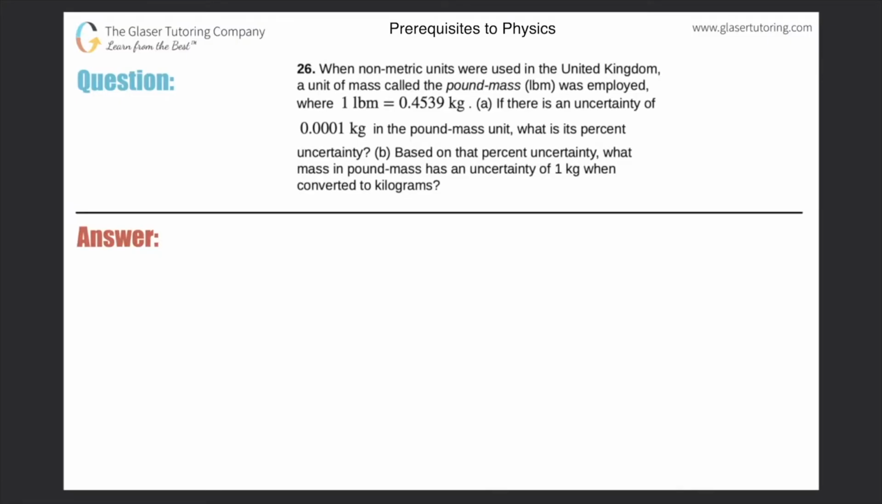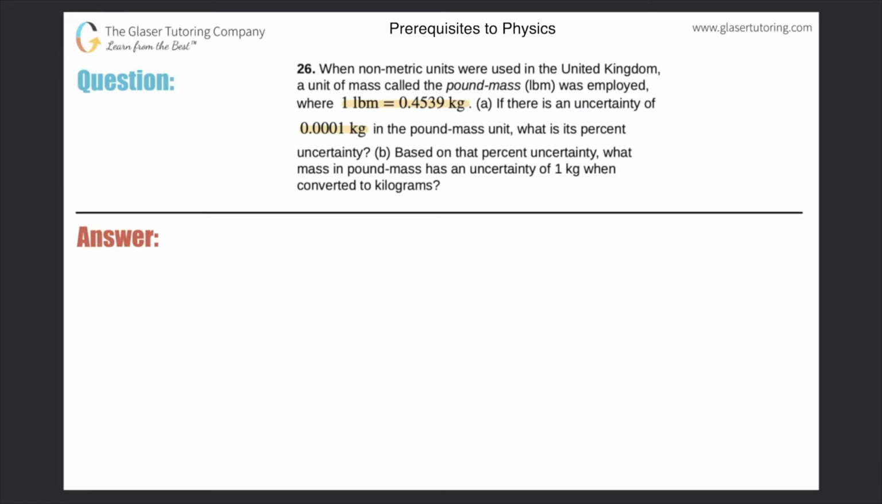Number 26. When non-metric units were used in the United Kingdom, a unit of mass called the pound mass was employed, where 1 pound mass is equal to 0.4539 kilograms. If there is an uncertainty of 0.0001 kilograms in the pound mass unit, what is its percent uncertainty?